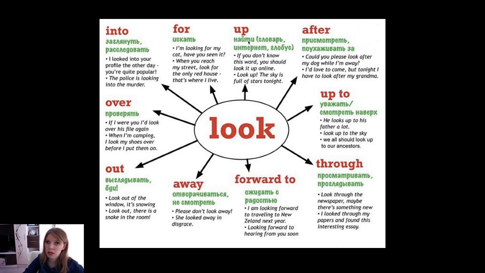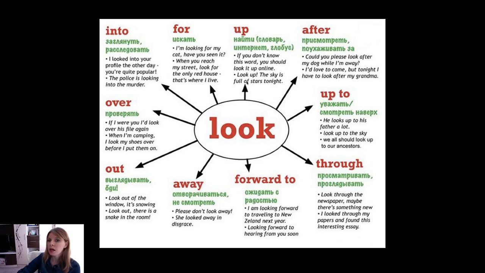If you don't know this word, you should look it up online. Проверь, да, посмотри данное слово онлайн. И второе значение, ну, я бы его скорее отнесла бы к непосредственному, прямому значению look up. Look up, то есть посмотри наверх, взгляни вверх. The sky is full of stars.